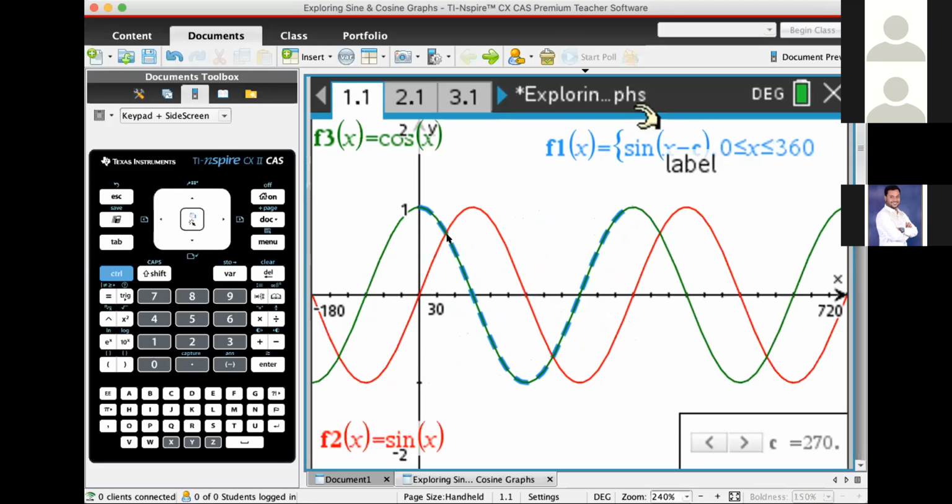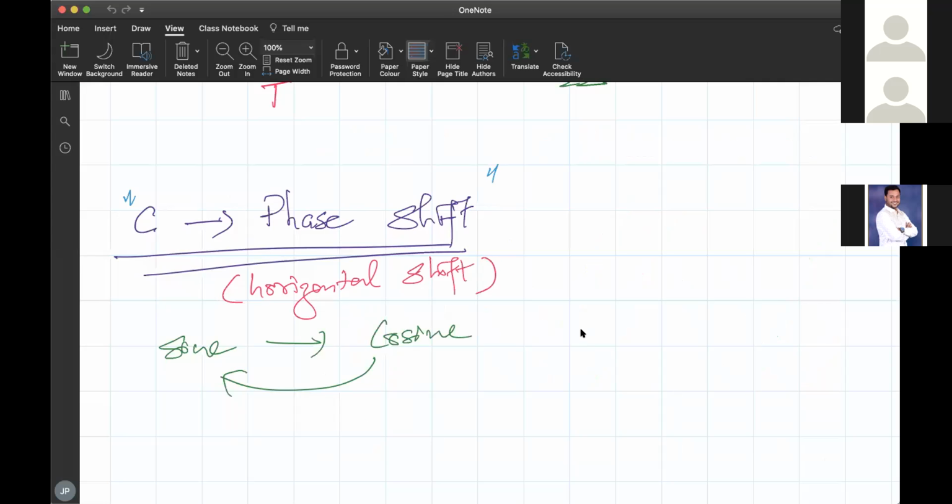So let me go back to my OneNote and write down that C actually helps in shifting. What we actually saw was sine of X minus 270 is actually the same thing as a cosine graph. Sine of X minus 270 is the same thing as the cosine graph. It's one thing to see that C basically shifts things to the right and to the left. But it's another thing to see how the sine can be written as cosine, and how the cosine can be written as a sine.